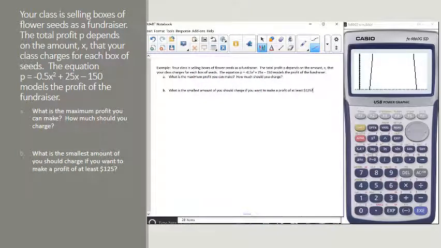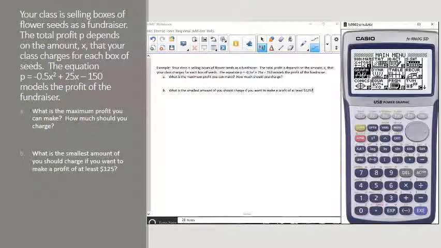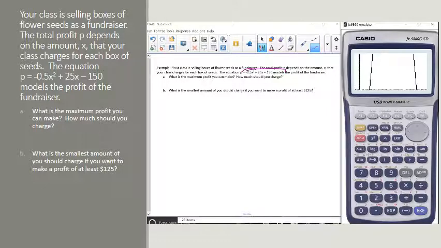All right, so we are going to have this fundraising, and here's our profit equation. And we want to know what our maximum profit is going to be and how much we should charge. So I'm going to go to the graph menu, and I'm going to input the equation. It's already there. I'm going to draw it, and that's my parabola. I can't see the top. You may or may not need to change the window.